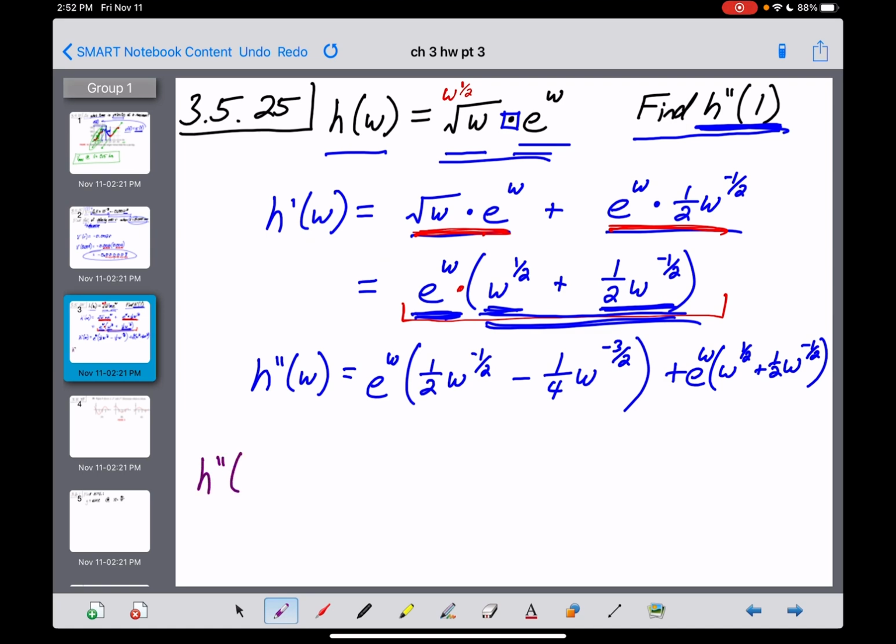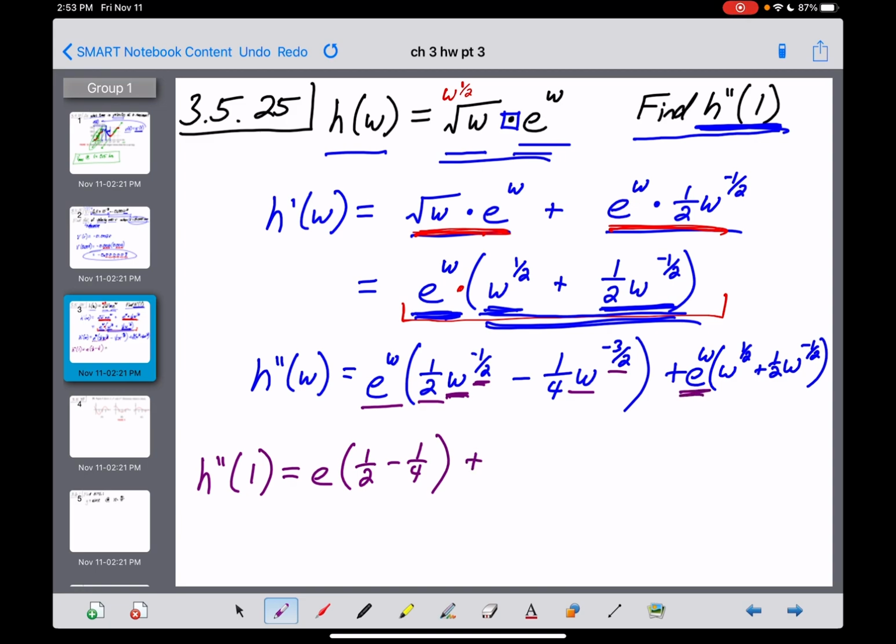So h double prime of 1. When you're evaluating a derivative and you get a constant value, this will probably work itself out pretty nicely. So everywhere there was a w, we now replace that with a 1. So e to the first power is just going to be an e. Now, they were nice to us here, guys. If w is 1, 1 raised to any power is still just going to be 1. Times 1/2, we're going to get a 1/2 right there, minus a 1/4 times 1 to a power, that's just 1, so that takes care of that.